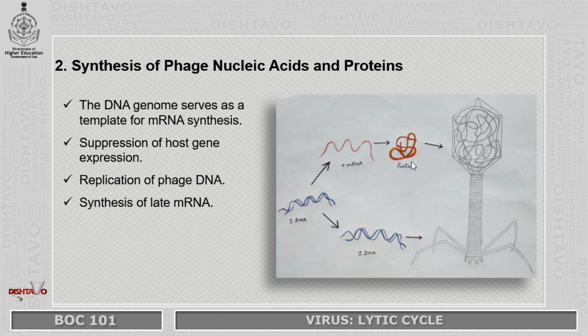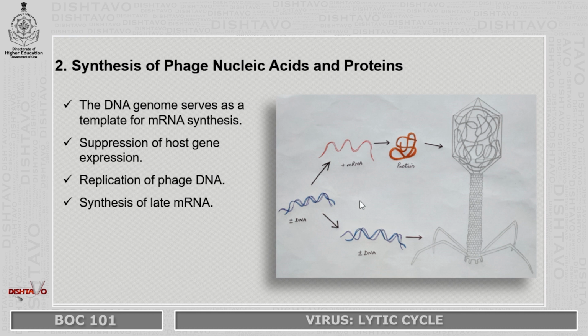At the same time, once the machinery of the host is hijacked, the DNA will act as a template for the viral genome, and the viral genome is made using the host machinery. So once the DNA is made, then one of the templates will act as a late mRNA. Now late mRNA is used for the next step, wherein the structure of the bacteriophage will be made.